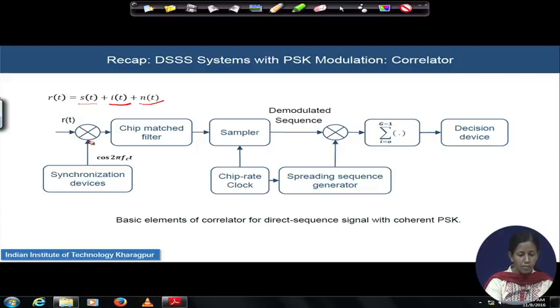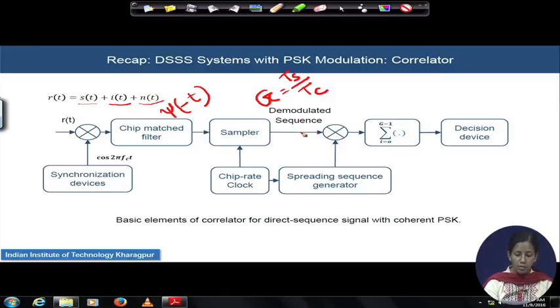The receiver has synchronized to the carrier frequency fc, and next the chip matched filter has its transfer function matched with the chip waveform psi(t), so its impulse response will be psi(-t). The sampler is running at the chip rate. After the matched filter output, the target of the sampler is to produce G number of samples, where G is the symbol duration divided by the chip duration, the number of chips present per symbol duration, for the next adder circuit to work upon.